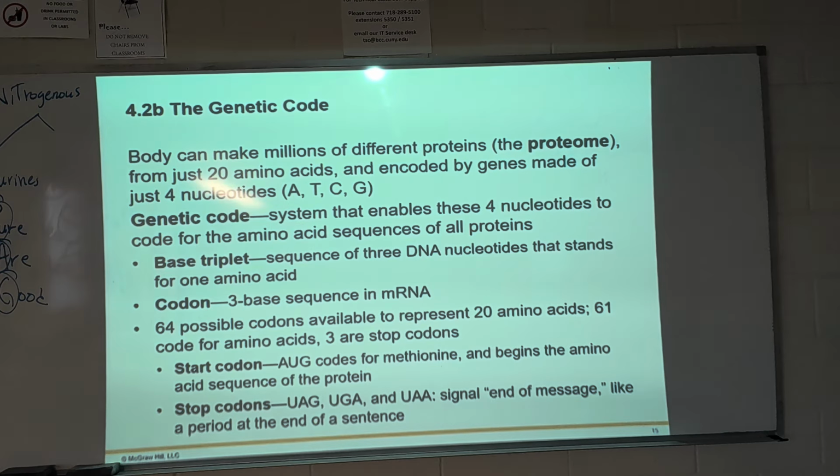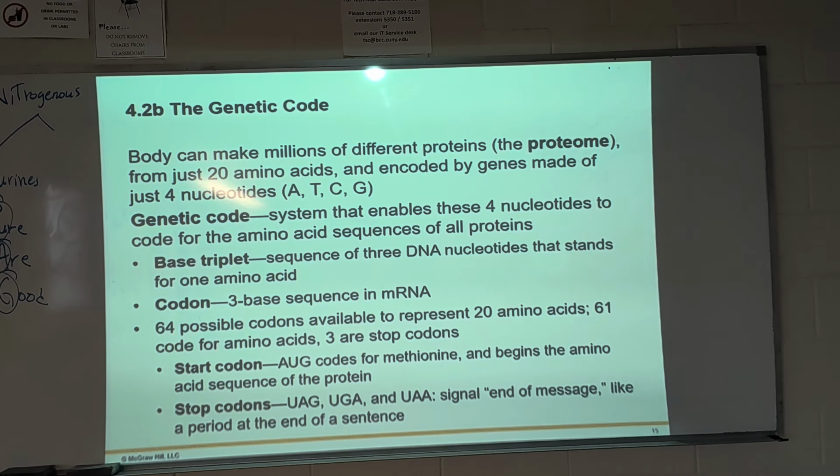is read in base triplets. The DNA code is degenerate, meaning one amino acid can be coded by two different codons. So let's talk about that. A codon is made up of 3 base sequences. So if I want to start transcription, how do I know where my gene begins?